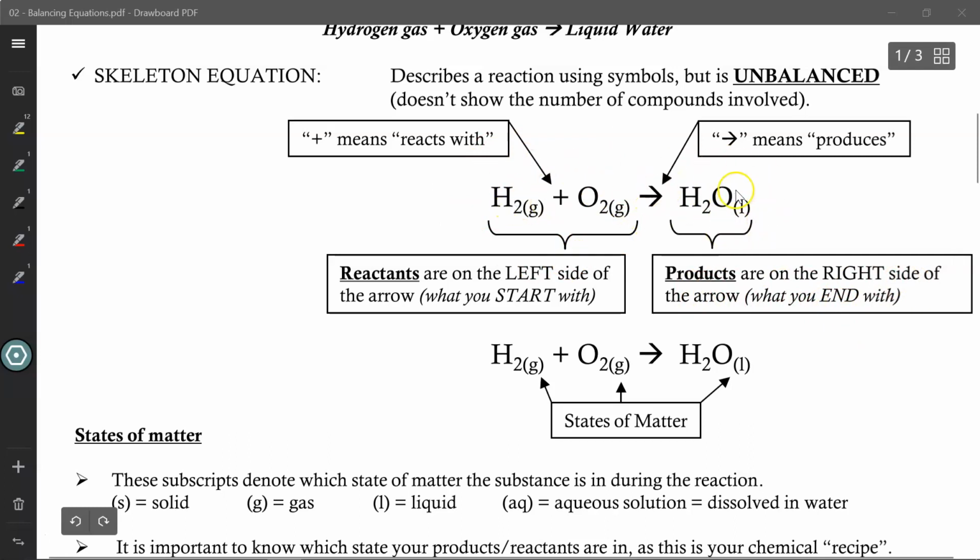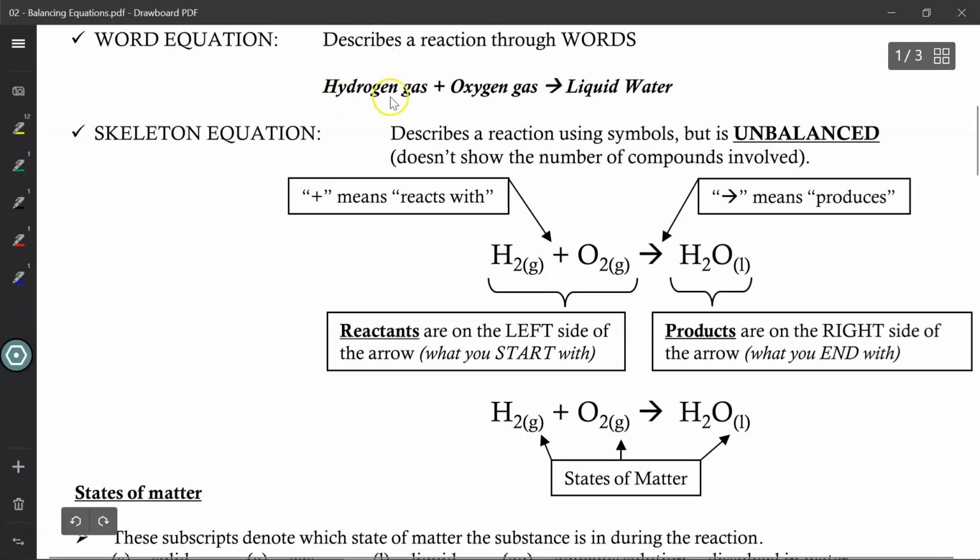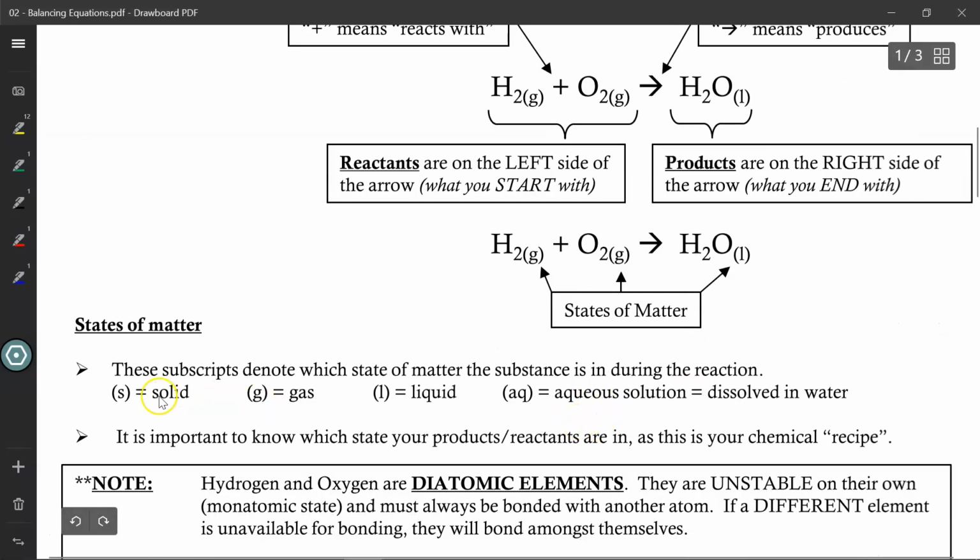Now, instead of using words to describe the chemical reaction, we can make things quicker by writing out their chemical symbols instead. This is known as a skeleton equation. These symbols down here represent the state of matter for the particular element or compound. S stands for solid, G stands for gas, L stands for liquid, while AQ stands for aqueous solution, meaning that it was dissolved in water.